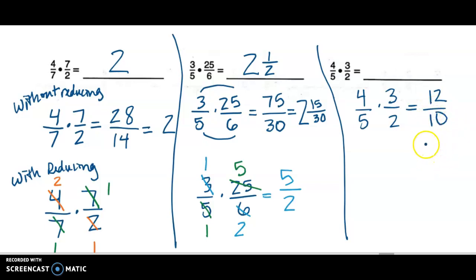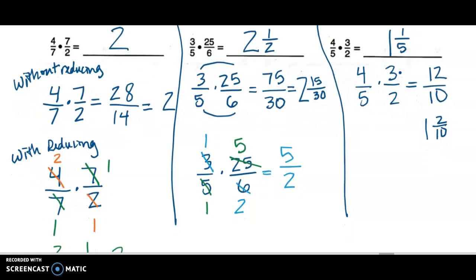10 goes into 12 one time with 2 left over. So that's 1, and we divide both of these by 2, and we get 1/5. Okay, I'm just going to leave that one there, and we'll move on so that we have plenty of time to do all of these. We can always come back.